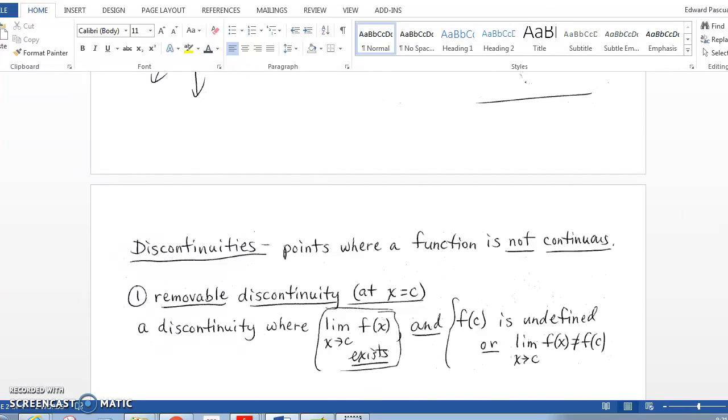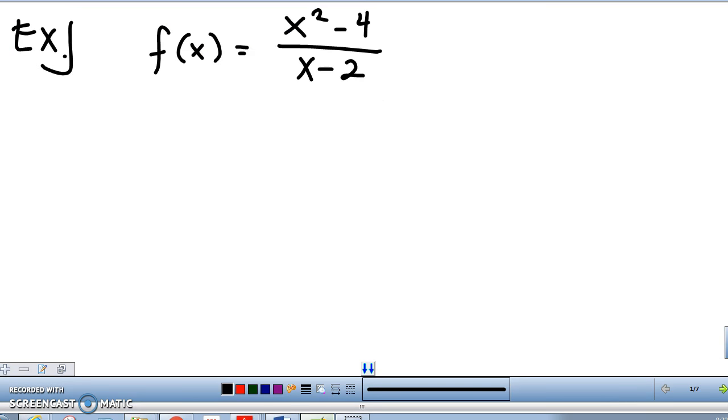Now discontinuities. Points where a function is not continuous. There is one case that we call removable discontinuity. A discontinuity where the limit of f of x as x approaches c exists, and f of c is undefined, or the limit of f of x as x approaches c does not equal f of c. So let's look at an example of a removable discontinuity.